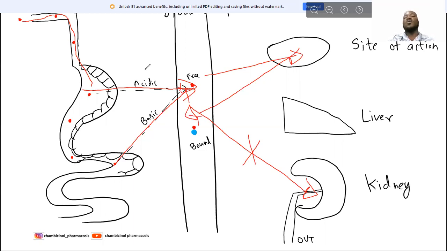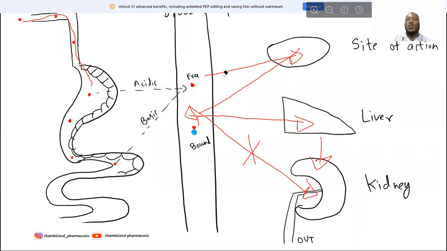So first it has to go into the organ which is responsible for the metabolism, which is the liver in this case, whereby the liver will convert the lipophilic drug into the hydrophilic drug. Then the drug will be eliminated once it is converted into the hydrophilic drug, whereby the kidney will be the primary site for the excretion of this drug.